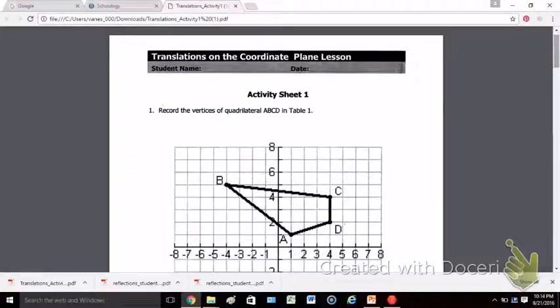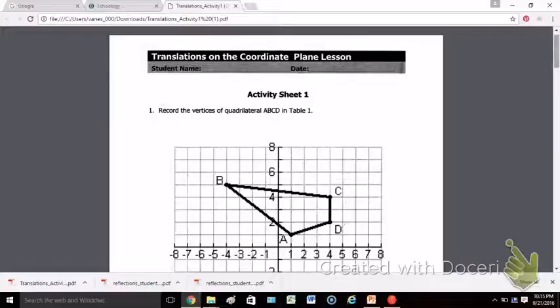Alright, we're going to look at translations, those slides that happen on a Cartesian coordinate plane. We're also going to be looking at some notation. So, step one, we're going to record the vertices of this quadrilateral. So let's do that. And again, this paper is in your packet.